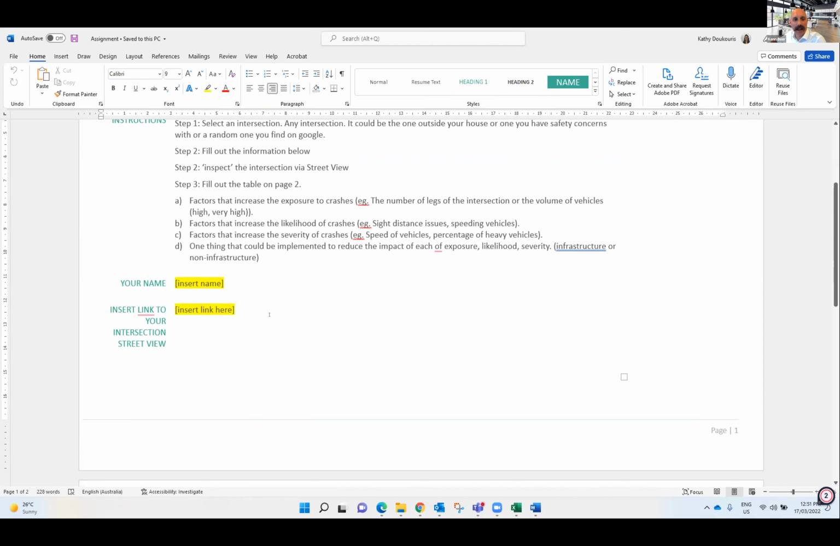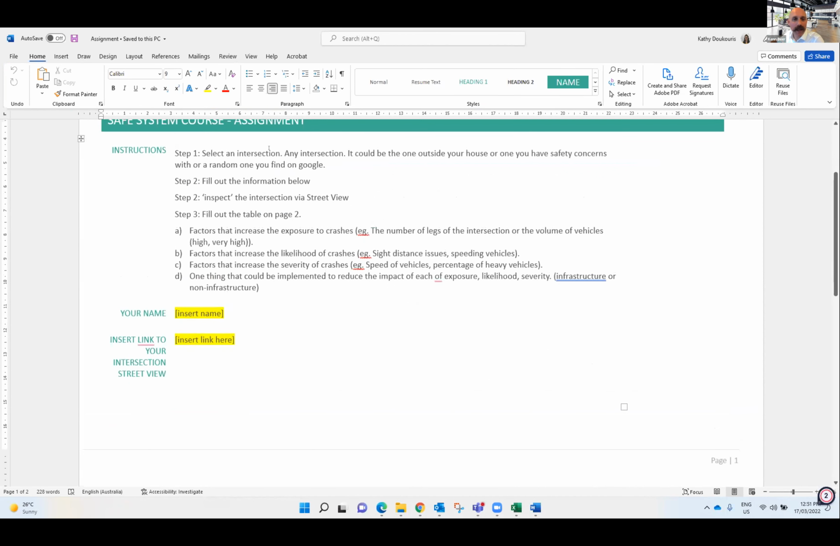So there you go. You put your name. And then it says link to your intersection via Street View or Google Maps or something like that. And by your intersection, what we're saying is you pick any intersection you want. Could be the one outside your house, could be one you've got concerns with, could be one you're working on, could be one you remember from a holiday. You're just going to find that via Street View or look out your window or whatever it is, and you're going to give us a link to that intersection so we can have a quick look at it via Google or the like as well. So your name and that.